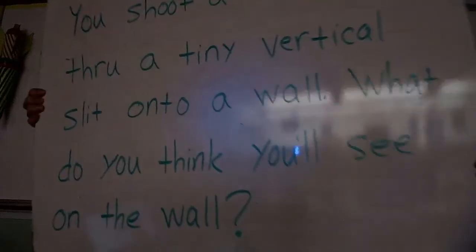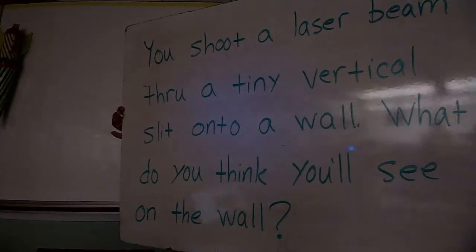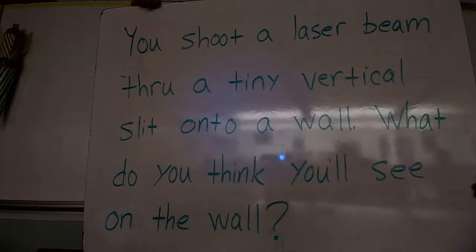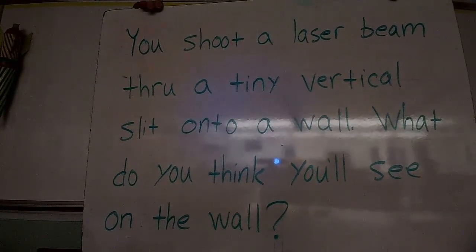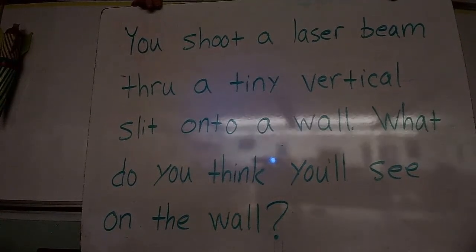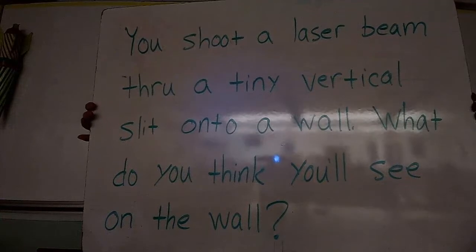Okay, so for our remote learners at home, here's the question. Basically, you're shooting a laser beam through a narrow vertical slit. This slit would be much smaller than the laser beam itself, and the question is, what happens when that laser beam comes out the other side and shows up on the whiteboard on the other end of the room? And so I'm going to demonstrate that real quick. We'll see what we see and draw some conclusions from that.